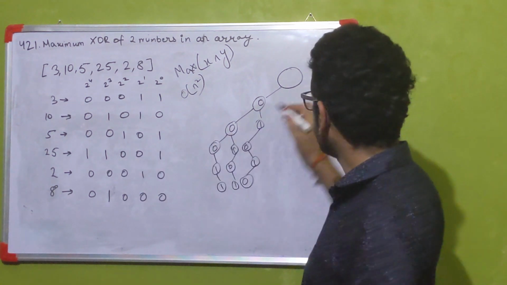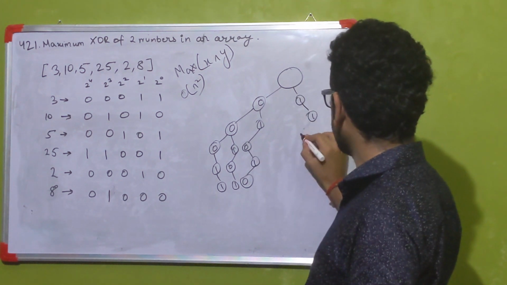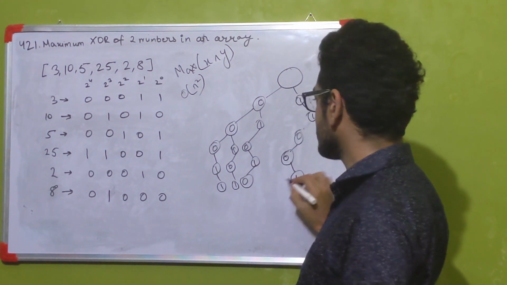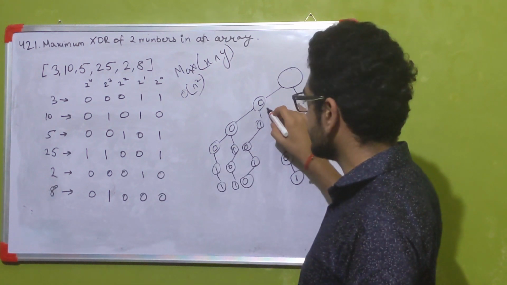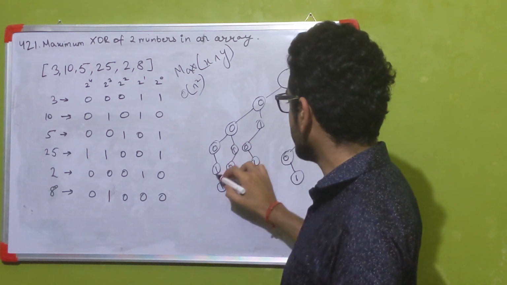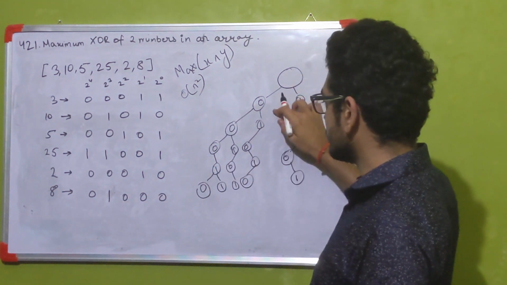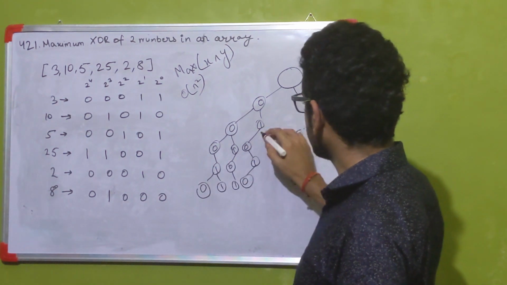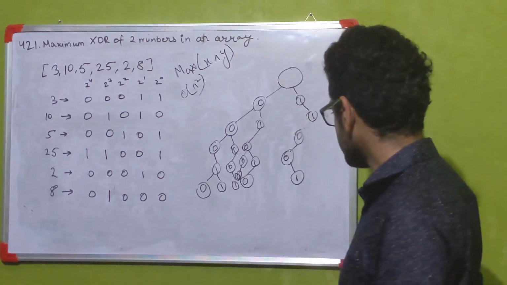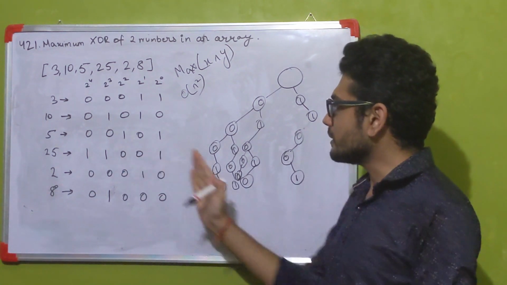Now we move to 25, which is 1, 1, then 0, then 0, then 1. Now for 2, we'll have 0, 0, 0, then 1 and then 0. Then for 8, we are going to have 0, then 1, then 0, again 0 and then again 0. So this is kind of a tri-tree representing the binary representation of all these numbers.